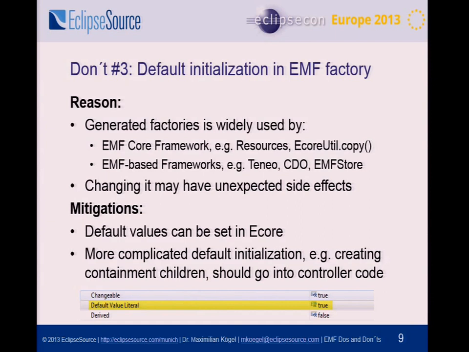If you have more complicated default initializations, let's imagine in the game there's always supposed to be a player, and if you want a new game, you want it initialized, then you should move that into a controller code where you create these containment children. Another place where it can go is the children creation extenders in EMF. You can put the code in there, but you shouldn't put it into the generated factory. It will have bad side effects.